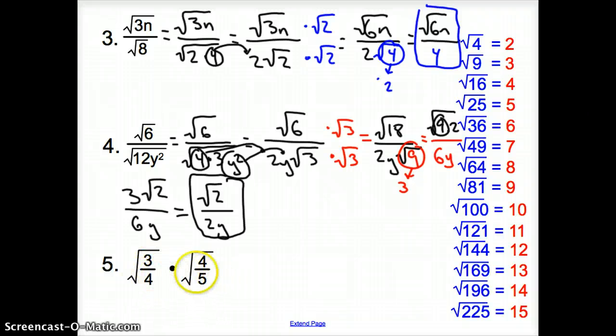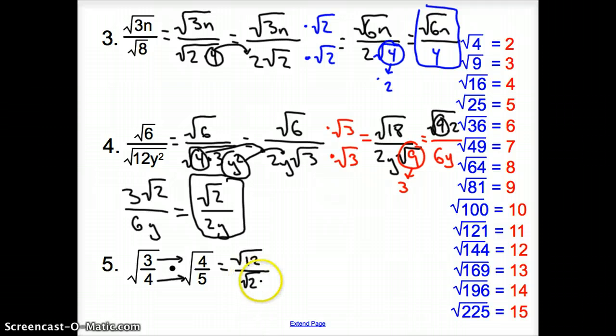Now trying 5. Now we have two fractions multiplied to each other. Well, what do we have to do? Treat them just like fractions and multiply them across the top and across the bottom to see what we come up with. So we come up with the square root of 12 and the square root of 20.